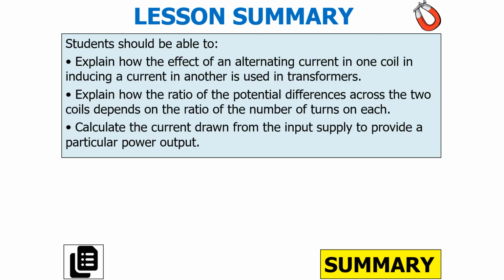Now you should be able to explain how the effect of an alternating current in one coil in inducing a current in another is used in transformers, explain how the ratio of potential differences across the two coils depends on the ratio of the number of turns on each, and finally calculate the current drawn from the input supply to provide a particular power output.